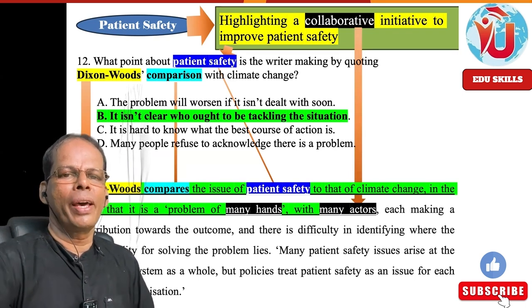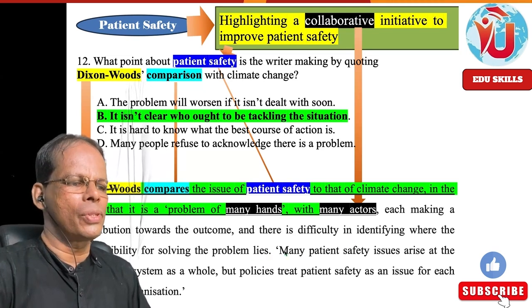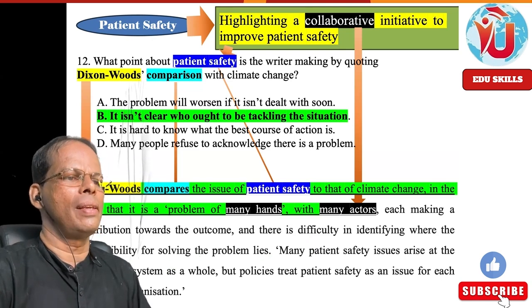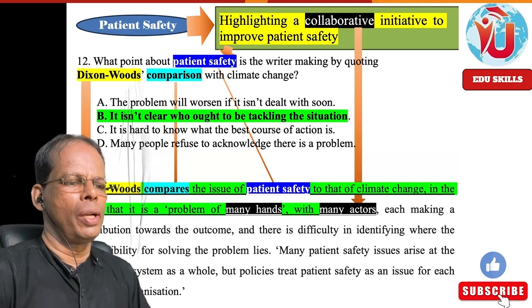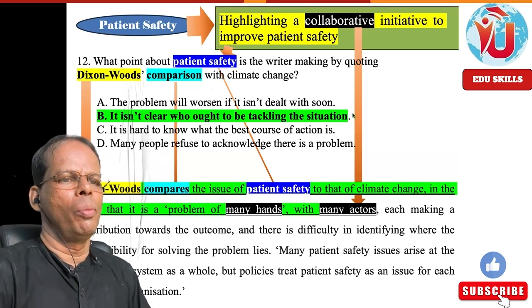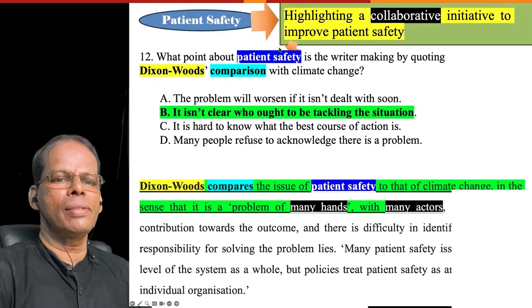Topic sentence gives you the answer. The sentence continues still here. Even this can be included: and there is difficulty in identifying where the responsibility for solving the problem lies. It isn't clear who ought to be tackling the situation. Responsibility for solving the problem. Problem is situation. Solving the problem in the text, tackling the situation in the answer option. It isn't clear. The synonymous language used in the text is there is difficulty.